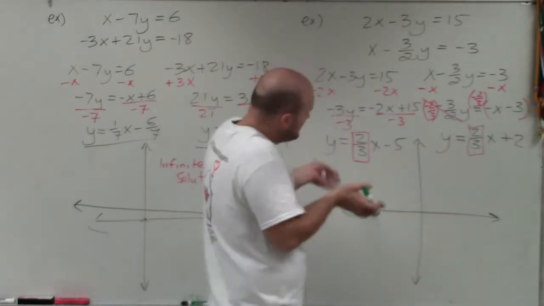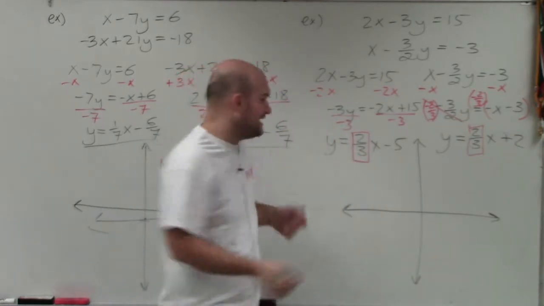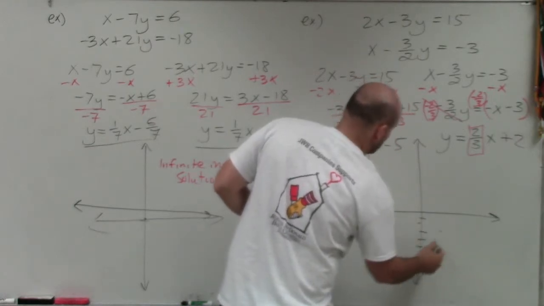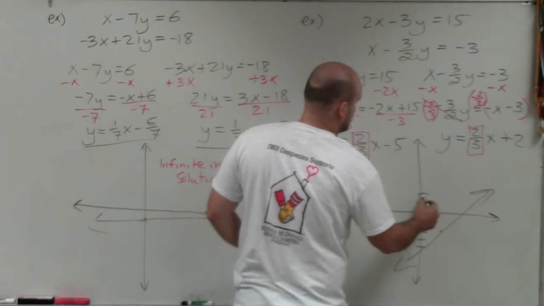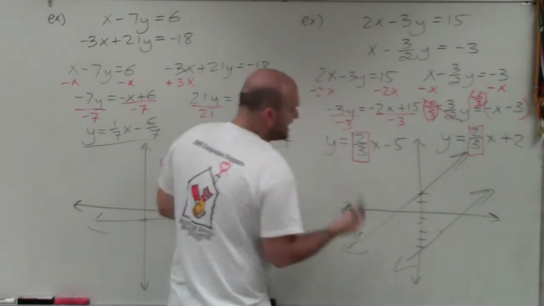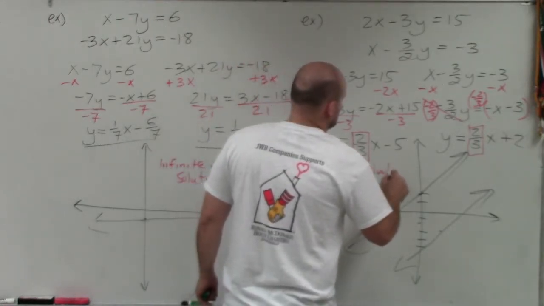Whenever you have two equations with exactly the same slope but different intercepts, they are parallel lines. Let's go and graph. Negative 5, then 1, 2, 3, 4, 5, up 2 over 3. It looks something like that. This one, up 2 over 3. So they're going to be parallel lines. They're never going to intersect. Therefore, this is an example of no solution.